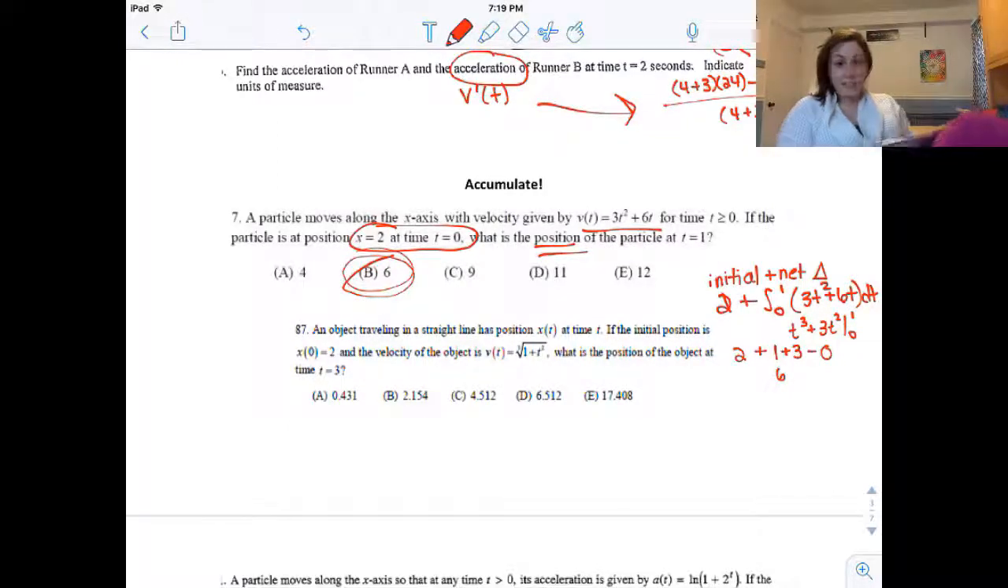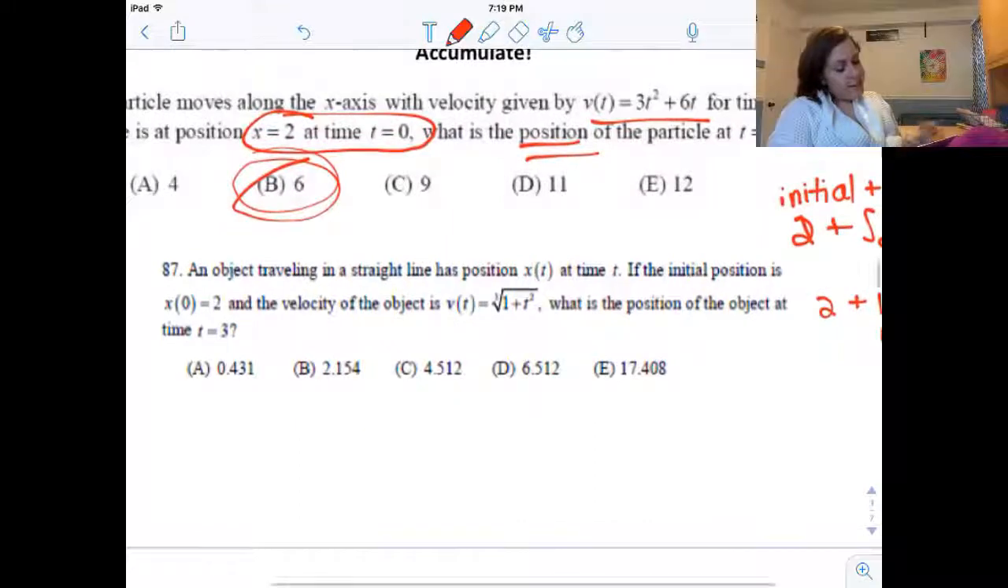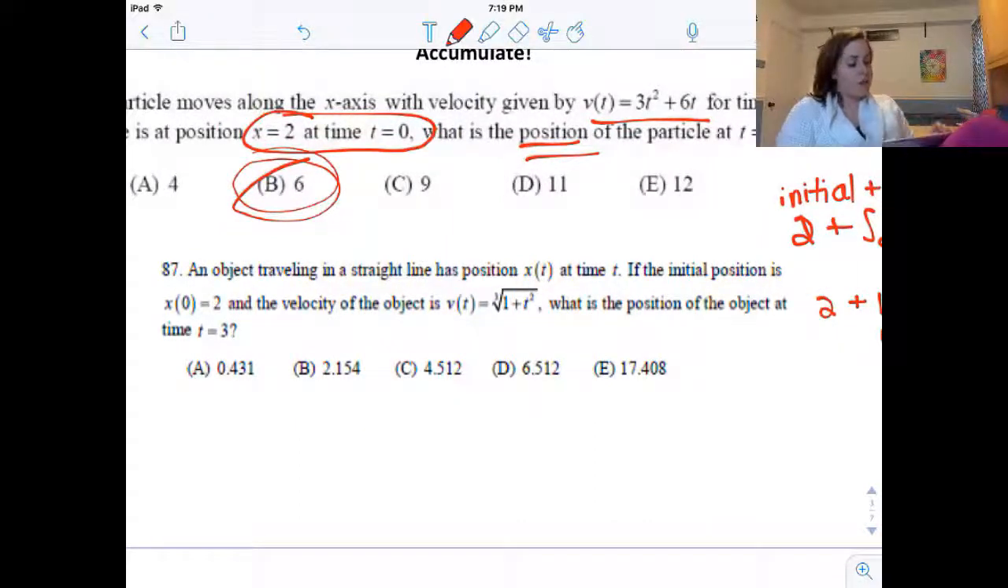All right, continue to send questions. Next one, object traveling along a straight line. Initial position, they didn't hide that one, is 2. This is velocity. What is the position at 3? Again, initial plus net change. So my initial is 2.